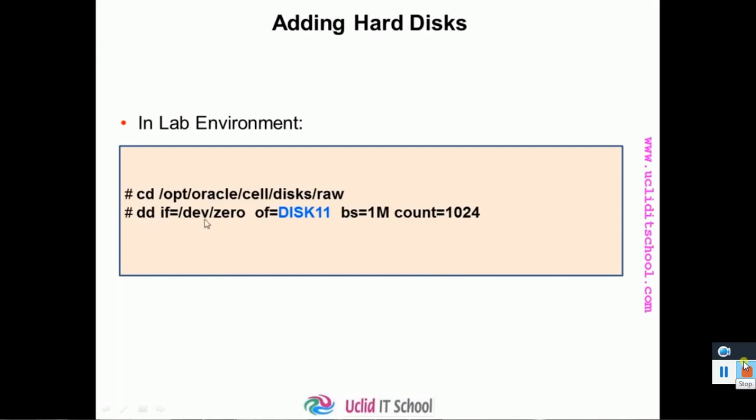So with this command, what we are doing is creating a disk device whose name is disk11 and whose size is 1 GB. Okay, so bs=1M, block size equal to 1M, and how many such blocks, count is 1024. So 1M into 1024 is nothing but a 1 GB disk.